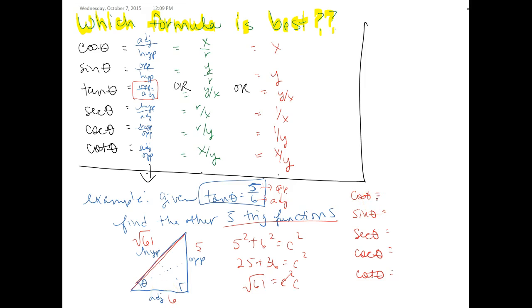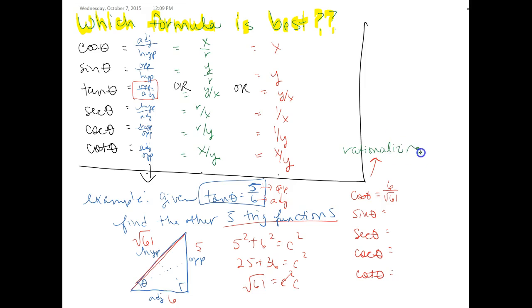Cosine is supposed to be the adjacent over the hypotenuse, so it's going to be 6 over root 61. Now, I'm going to do a mini lesson up here called rationalizing. This is something that you did back in maybe Algebra 1 or Geometry.